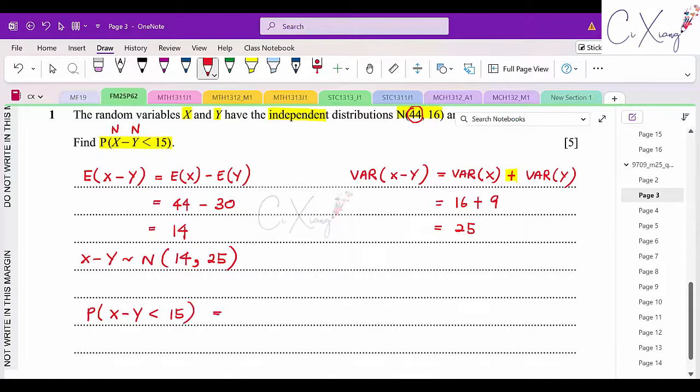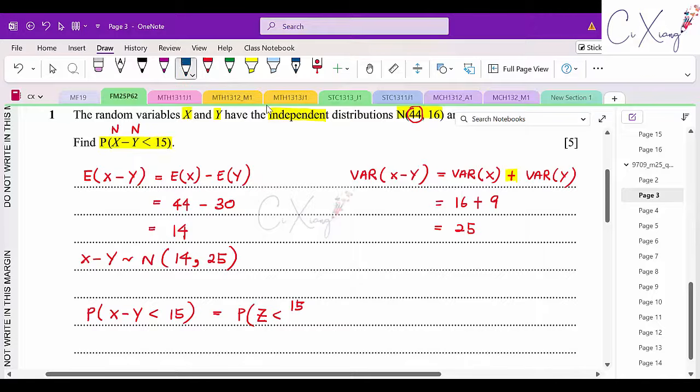Since we know that X minus Y is normally distributed, to find the probability I have to change it to Z. I have to standardize it, because it is normally distributed. Like what we learned earlier, for any normal random variable, if you want to find the probability, definitely you have to standardize it. So 15 is the value of X minus Y. How should I standardize it? I have to subtract the mean and divide by the standard deviation, so divided by square root of 25. Square root of 25 is 5. From here, you'll get Z smaller than 0.2.